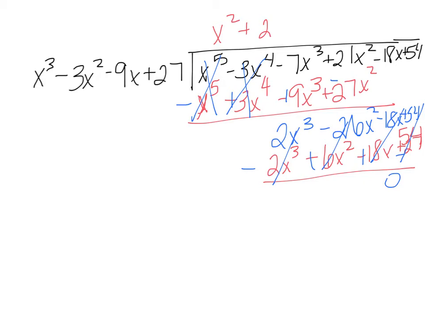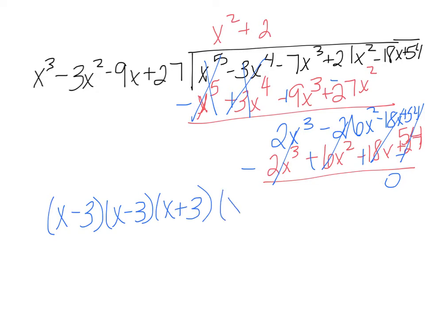So my factors for this problem are x minus 3, x minus 3, that one happened twice. x plus 3 happened once. Lastly, I have x squared plus 2. Now, our directions told us to find the linear factorization, so I still have to break this one down.